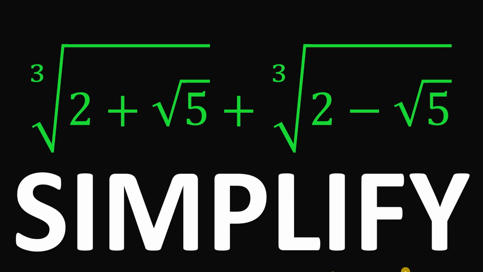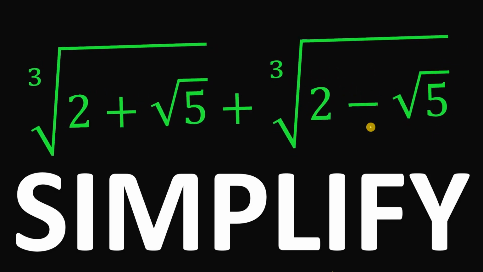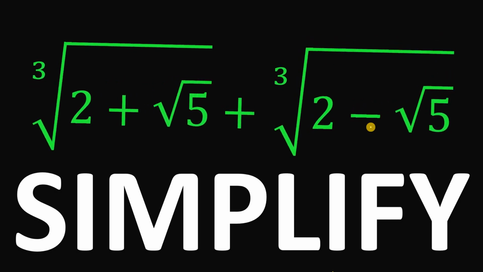Can you solve this math challenge? Here's the question. Just simplify this expression: cube root of 2 plus square root of 5 plus cube root of 2 minus square root of 5. You can pause this video if you want to give this problem a try.